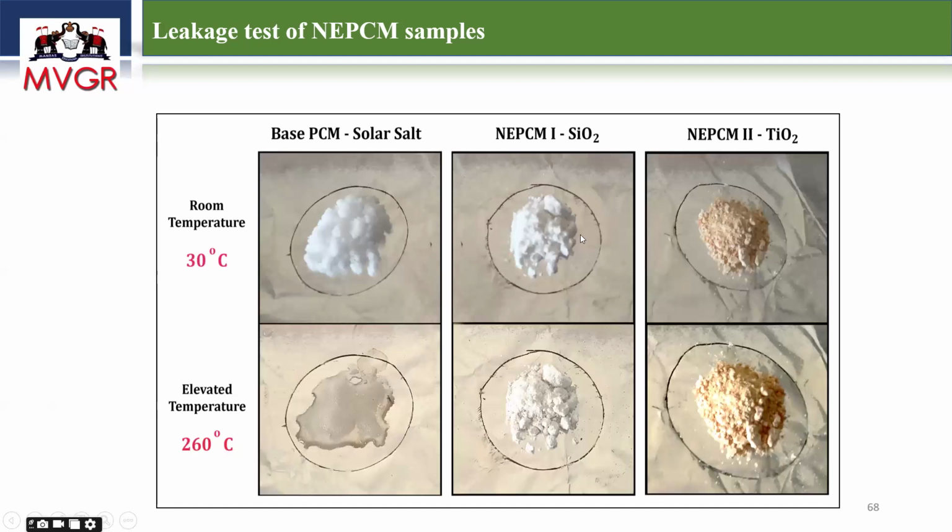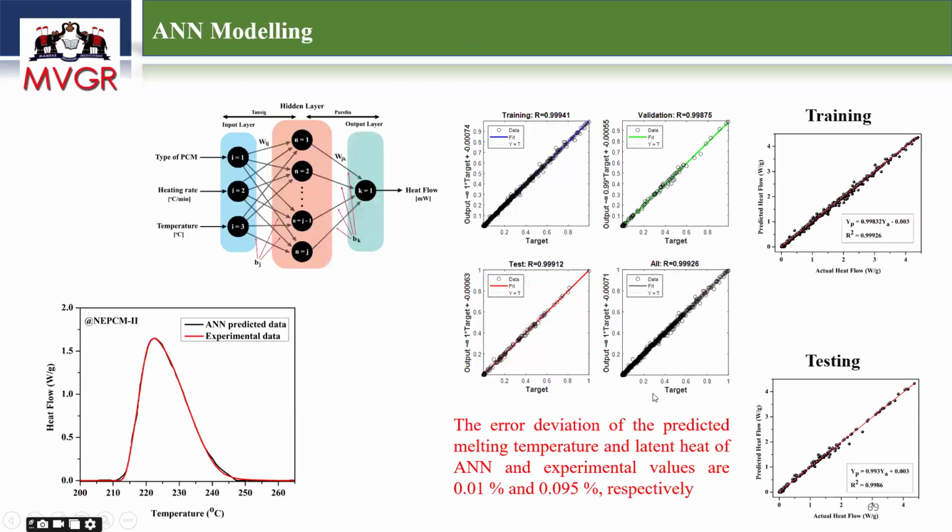But if you encapsulate it with the shell material, the material was converted into liquid, but it is stuck in the shell material, so it is not leaked out. Even after 260 degrees temperature, my PCM was not leaked. So it is perfectly safe and stabilized. That we can confirm.